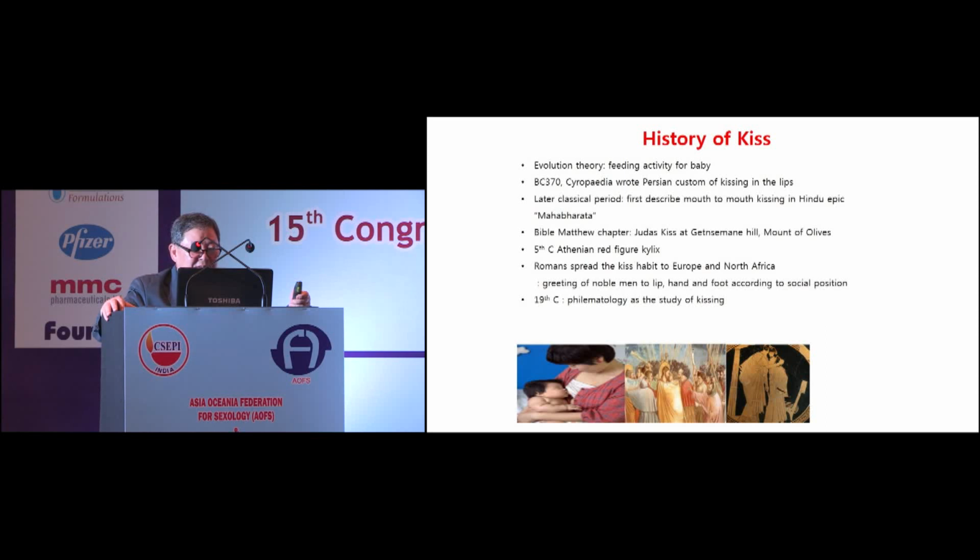In 370 BC, Cyropaedia wrote of the Persian custom of kissing on the lips. The later classical period first described mouth-to-mouth kissing in the Hindu epic Mahabharata. In the Bible, Matthew wrote of Judas' kiss at Gethsemane, on the hill of the Mount of Olives.